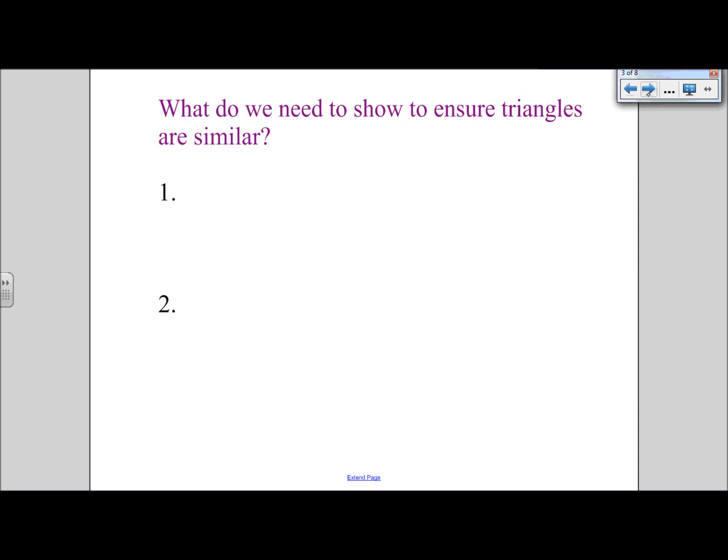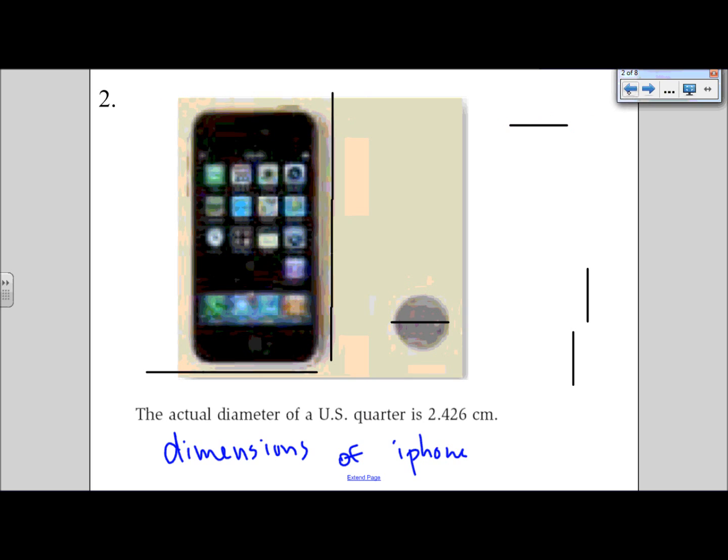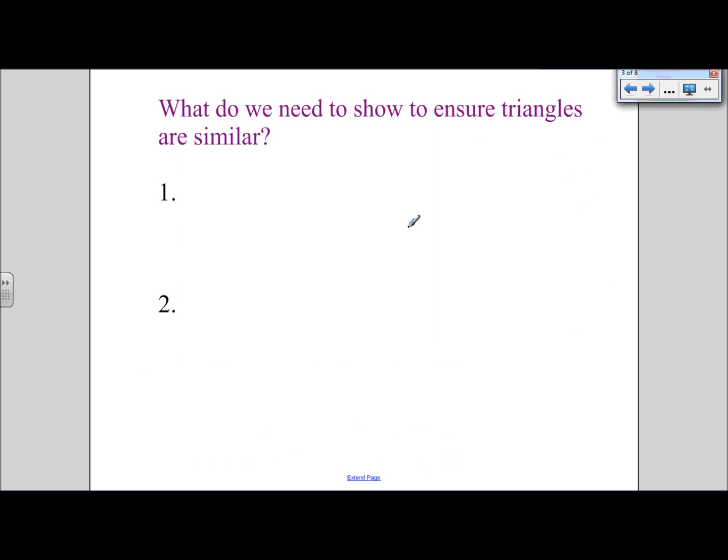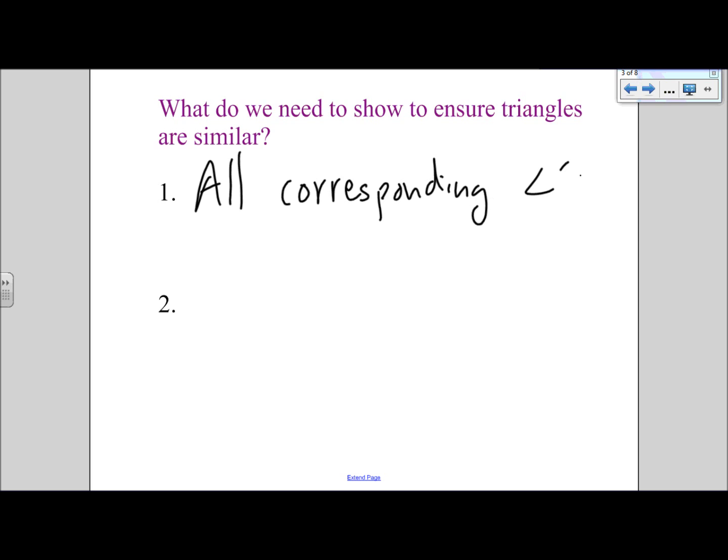So let's think about what it takes to ensure that triangles are similar. Let's just focus on triangles. Well, in this picture, I need to know that the real life image is similar to the picture. And they say we assume that. When that's the case with triangles, I need to know all corresponding angles are congruent. And yes, we need to know all 3 sets. So the angles in the same spot have to be exactly the same.